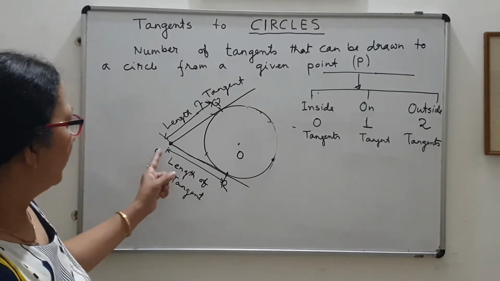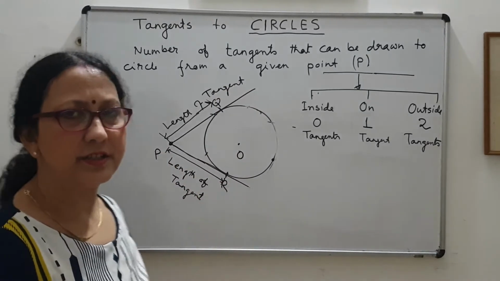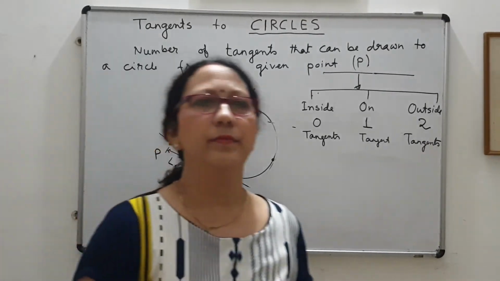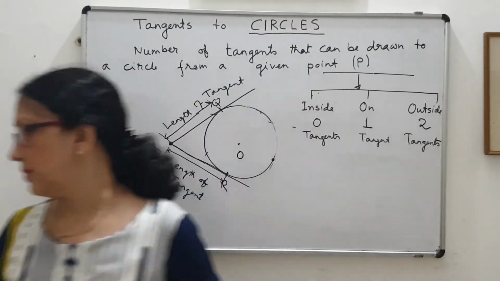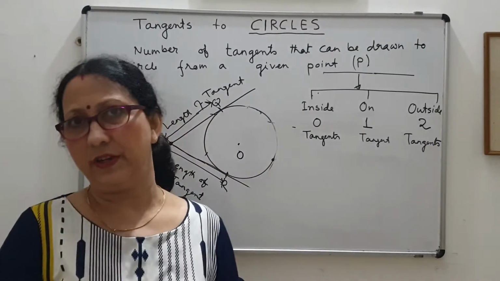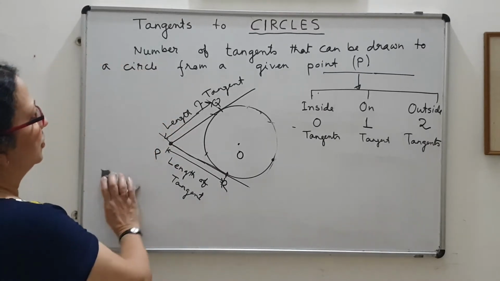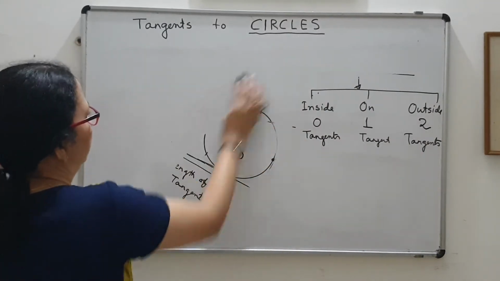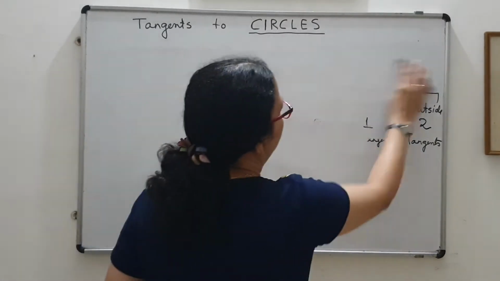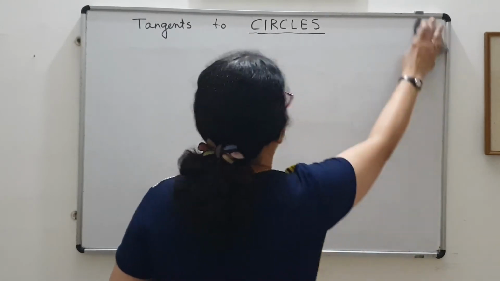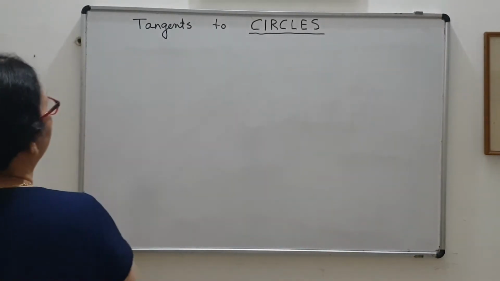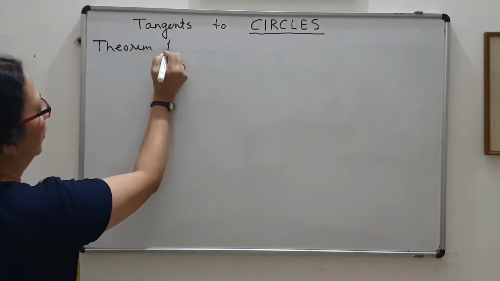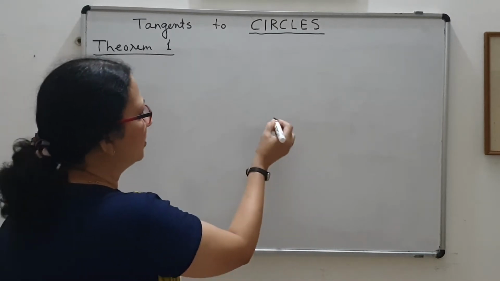So this is clear. Distance between external point and the point of contact is defined as the length of tangent. Okay. Now we'll define 2 theorems on the tangent to circle, which is very important. So the first theorem that we'll be defining is Theorem 1. Okay.